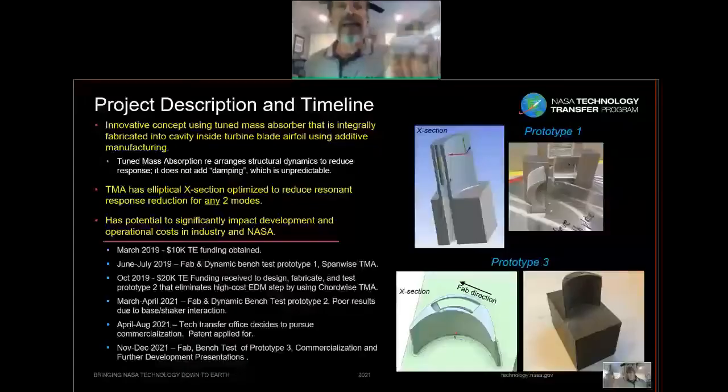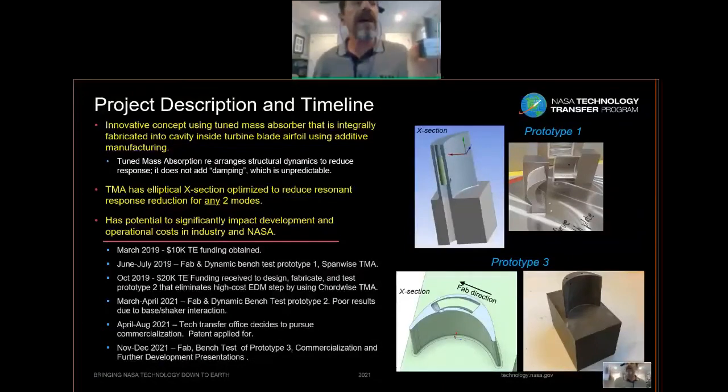What you have here is a generic airfoil for an impulse turbine. Inside, it's shaped like the cross section in the prototype 1 picture. And inside is this tuned mass absorber, the cylinder-looking thing. It's suspended, or cantilevered, from the top and extends downward span-wise. There's a little hole here, and through the hole you may be able to see the absorber.